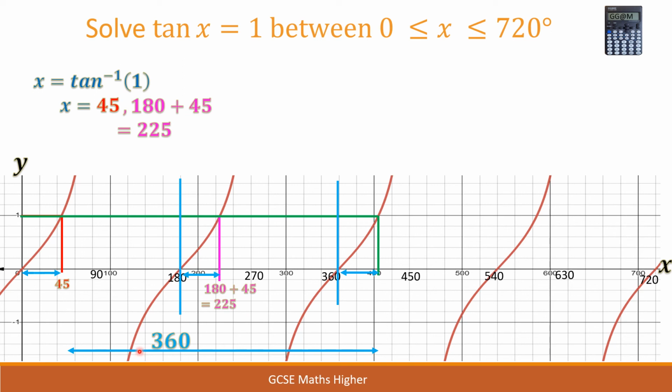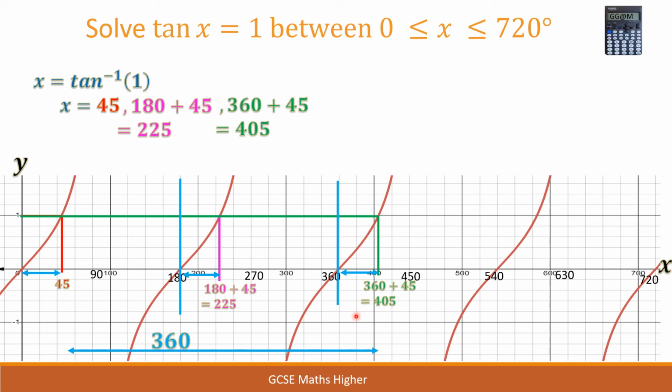More specifically on the tan curve, it does repeat every 180 degrees. So if you'd have taken this 225 and added 180 to it, will also give you the next angle. So the next angle here is going to be 360 plus 45, which is going to be 405. By sticking with adding 360, it's the same method for the sine graph and the cosine graph.